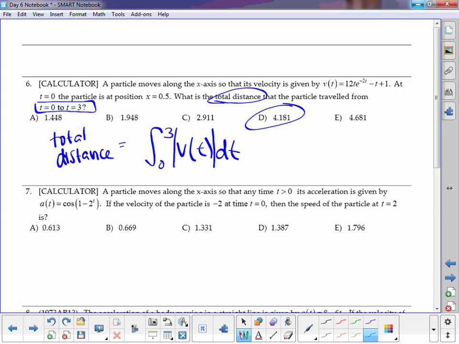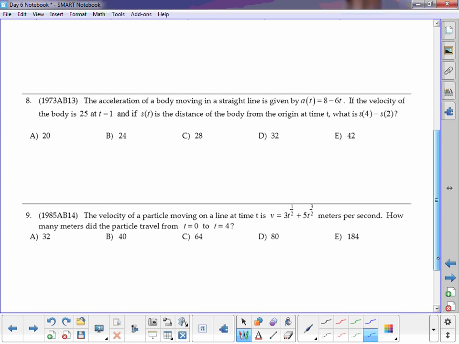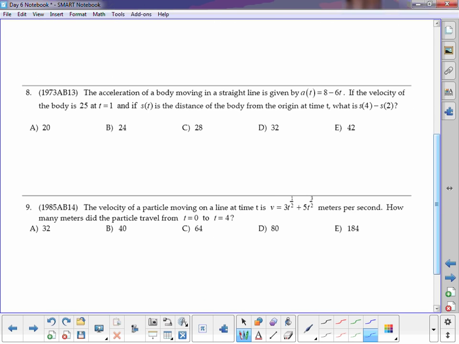Alright. Let's go ahead and go down to number 8. 1973. They made them do a lot for this problem. Which, by the way, I looked it up. They did not use calculators in 1973 on the AP exam. Were your parents alive in 1973? You guys are so young. There's got to be someone whose parents were not alive in 1973.